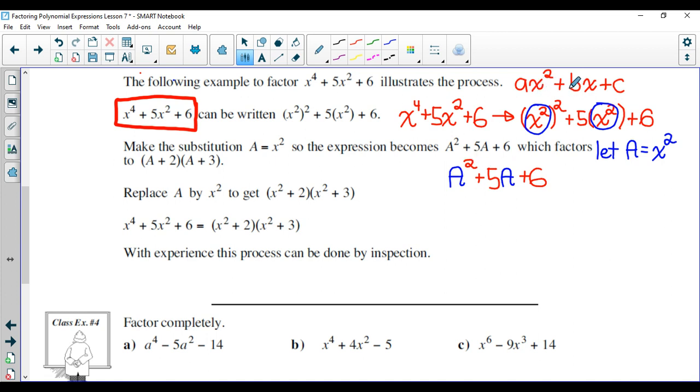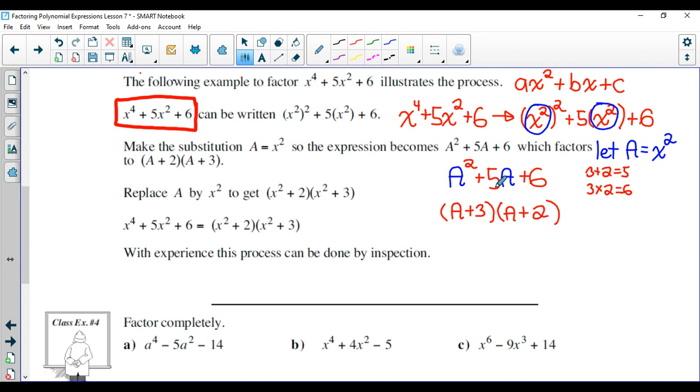Now, I can factor this because it's in the format ax squared plus bx plus c. Instead of using the variable x, we're using capital A as the variable. So we could factor this one through inspection. I need two numbers that add to give you the middle term and multiply to give you the last term. That would be 3 and 2. 3 plus 2 is equal to 5, and 3 times 2 is equal to 6. So if I factor this, this would become A plus 3 times A plus 2.